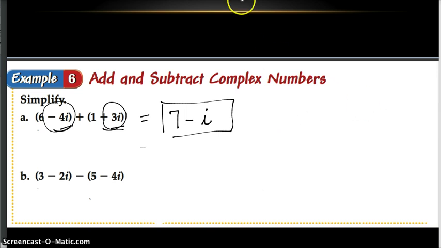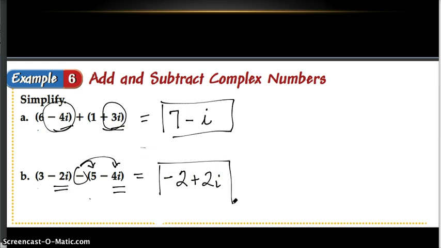Let's do the second part, part B. Part B is very much like the other parts, except we're going to distribute the negative through. We're going to, in a sense, think of this as a minus 5 and this is a plus 4. So 3 minus 5 gives me a negative 2. That's the real part. And the imaginary part right here is a negative 2i plus a positive 4i, leaves me with a positive 2i.